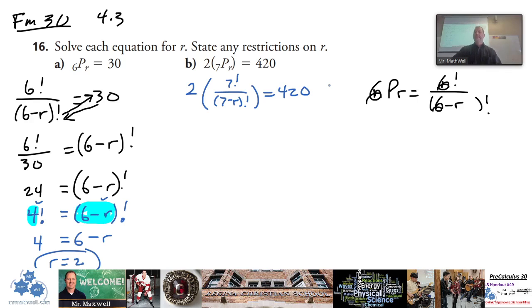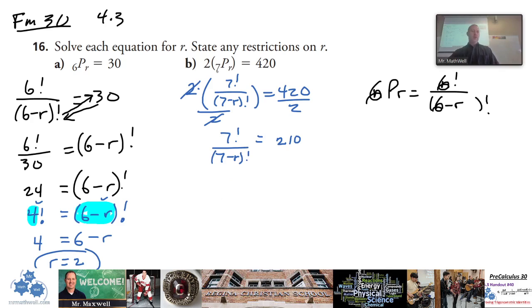Okay. So what about this 2? Well, that's just a regular old multiplier, so let's divide both sides by 2 to get rid of that 2. And this becomes, over here, 210. Okay. And now we just do the same thing that we did before. So I'm going to just give you a minute or two to see if you can solve for r here.